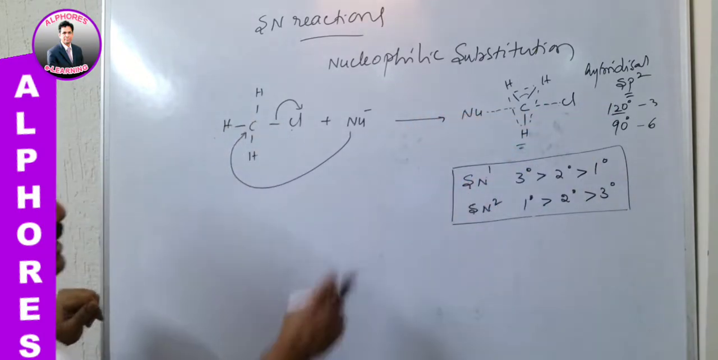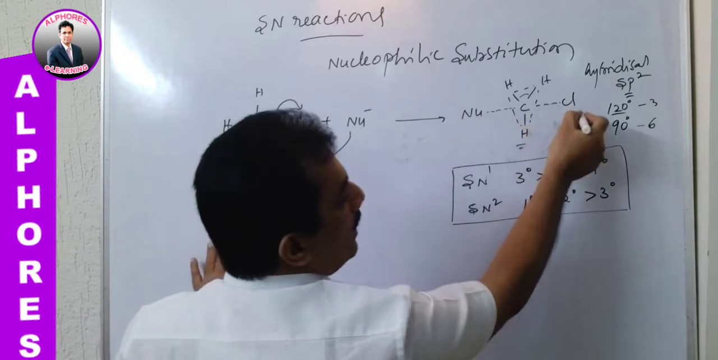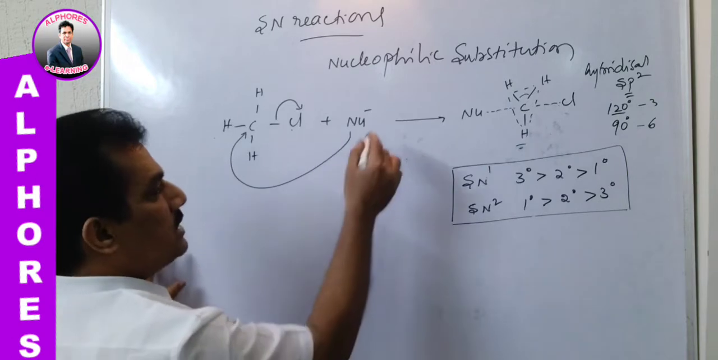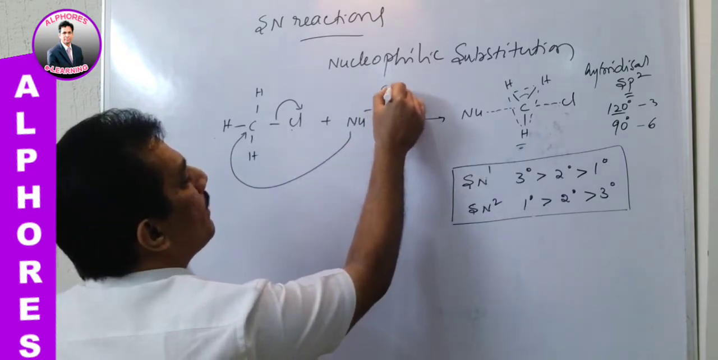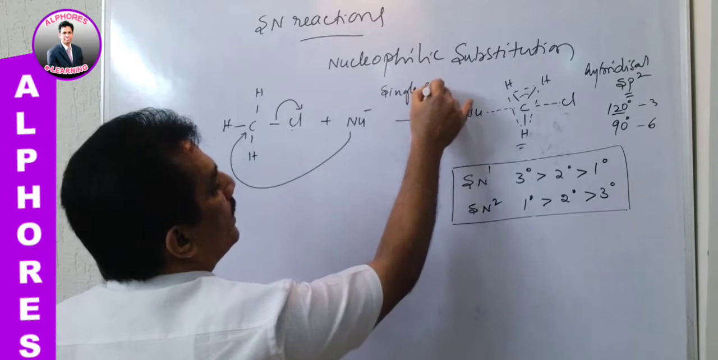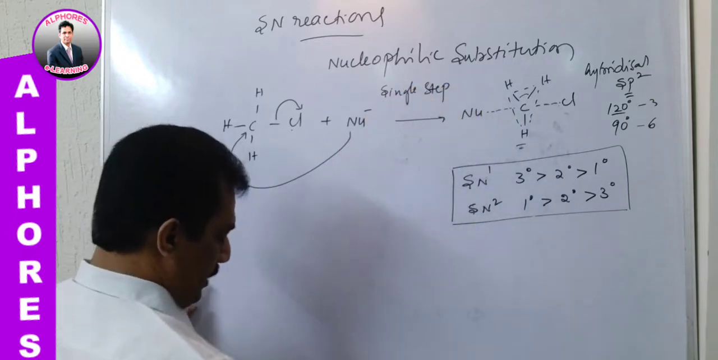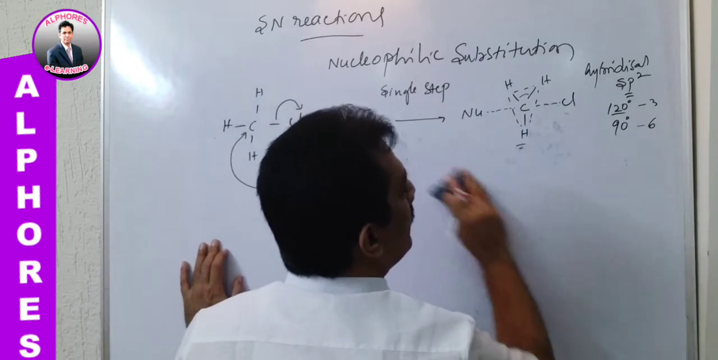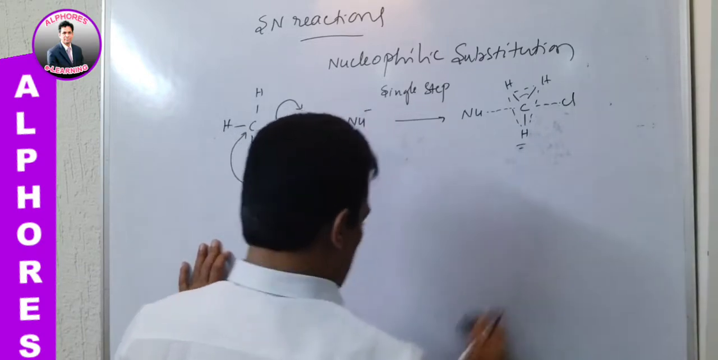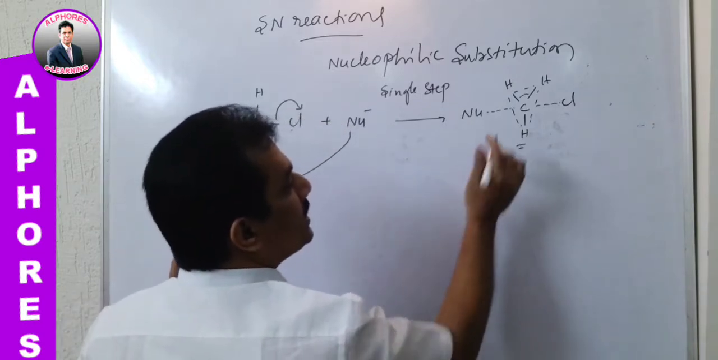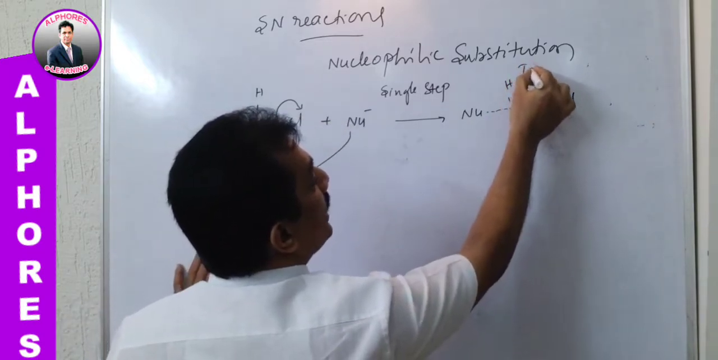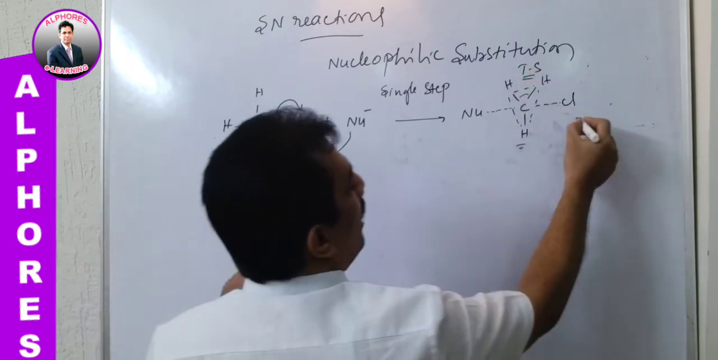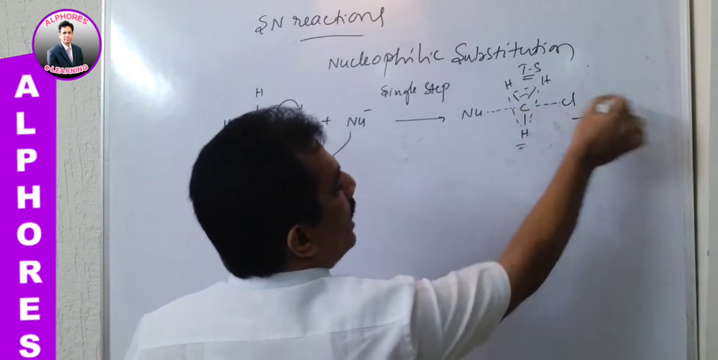Now coming to this, where the incoming and outgoing groups are both present at a time. That means this is simply a single step mechanism. Remember, it happens in a single step because only one step is involved. And this state is known as the transition state, and I will provide some information related to this transition state. After this, finally it will attach and it will detach.